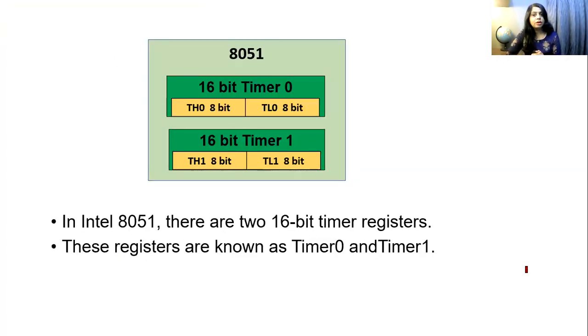In 8051, there are two 16-bit timers, that is timer 0 and timer 1. Each timer is divided into two parts. If you take timer 0 as an example, it is divided into TL0 and TH0. TL stands for timer lower byte and TH for timer higher byte, and 0 stands for timer 0. So the total 16 bits are divided into two 8-bit parts. Similarly, timer 1 is also divided into two parts, that is TL1 and TH1. You can use these timers as 16-bit timers, or as 8-bit timers as well.